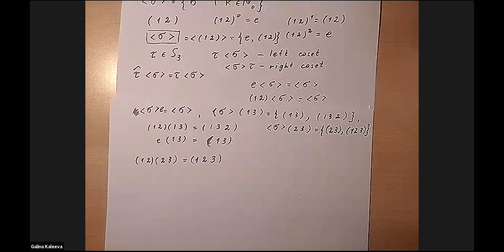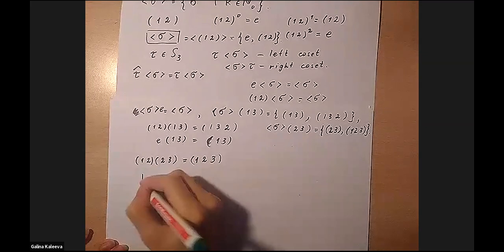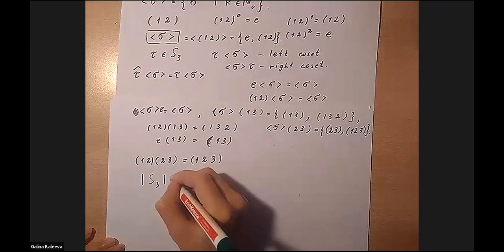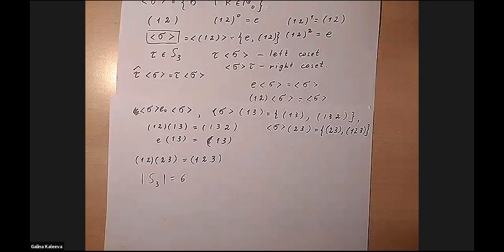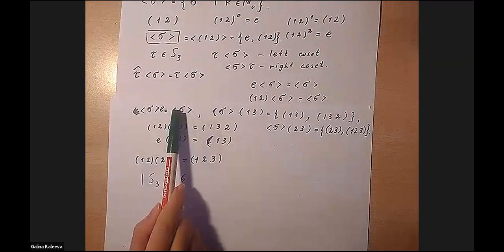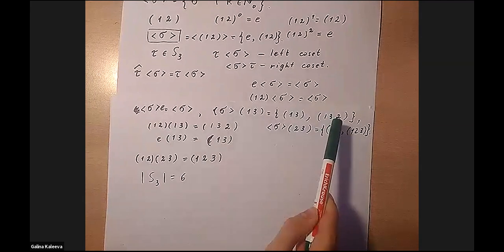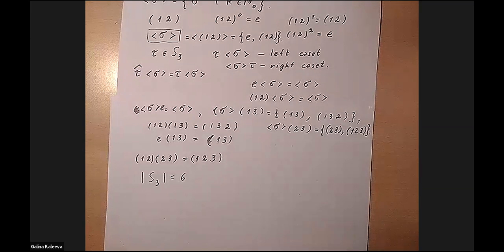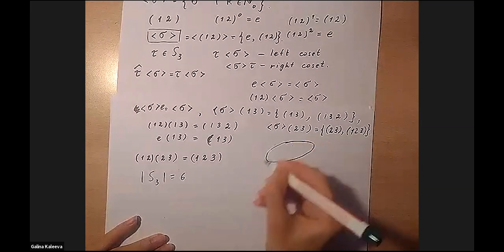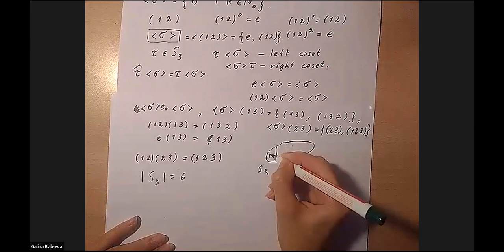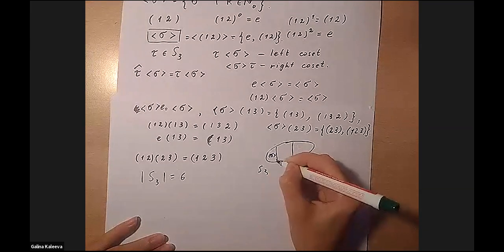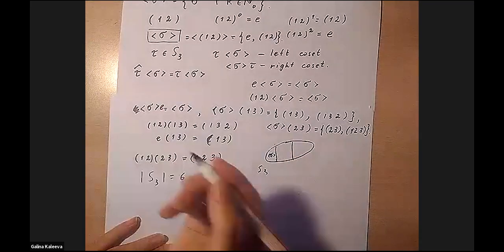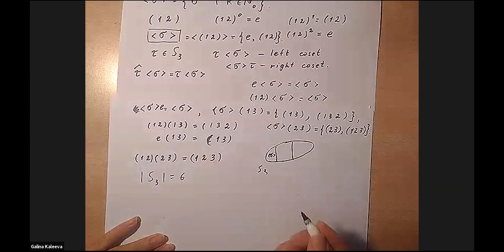Look, how many elements do we have in a symmetric group of order 3? There are 6 elements in S sub 3. And how many elements do we have here? 2 elements here, 2 other elements here, and 2 last elements here. So all the elements of our group are in these cosets. This is the coset of the neutral element and of the transposition (1 2). This is the second one.